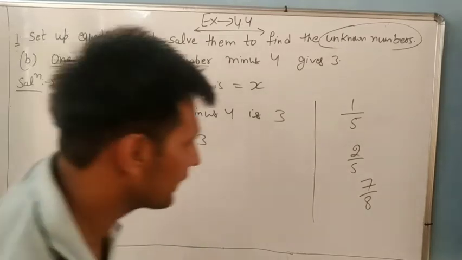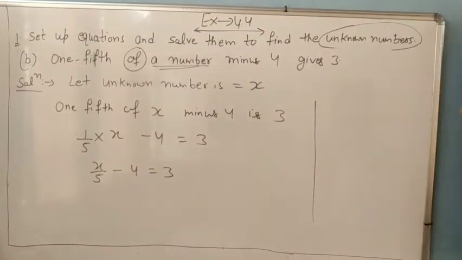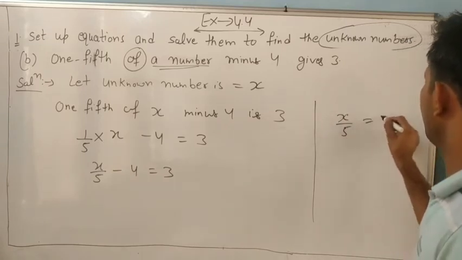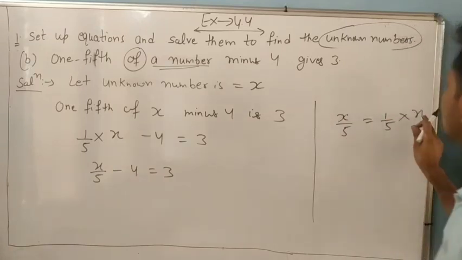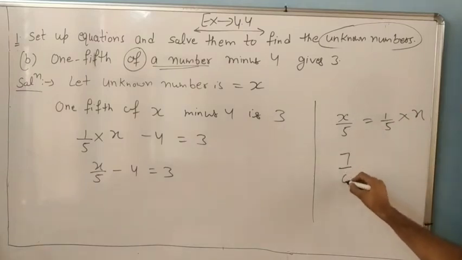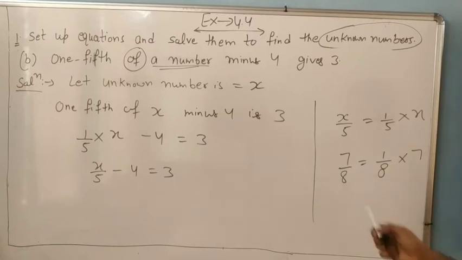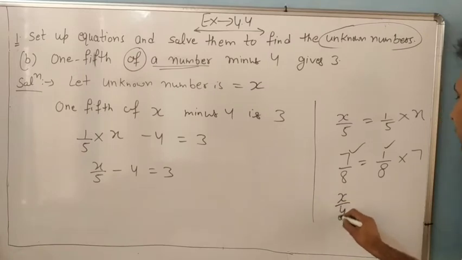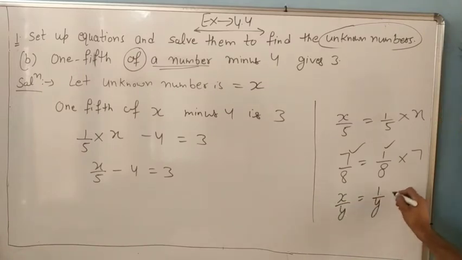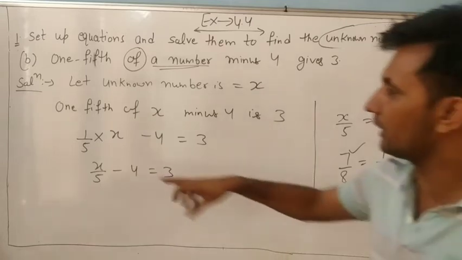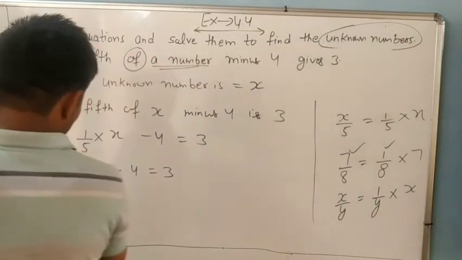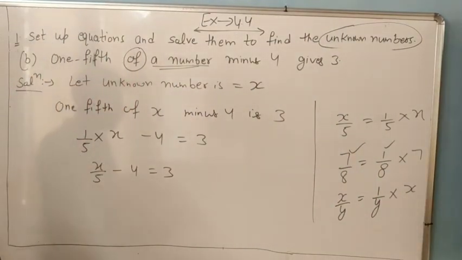Always remember dear, we can write like this always. Don't be confused. x by 5 means 1 by 5 into x, because x into 1 is x by 5. Similarly 7 by 8 we can write as 1 upon 8 multiply by 7, 7 into 1, 7, 7 by 8. So don't be confused. Both are same dear. Okay dear? x by y, we can write 1 upon y multiply x. So don't be confused whenever anyone writes 1 by 5 and x. Okay dear? Now we want to find the value of x.